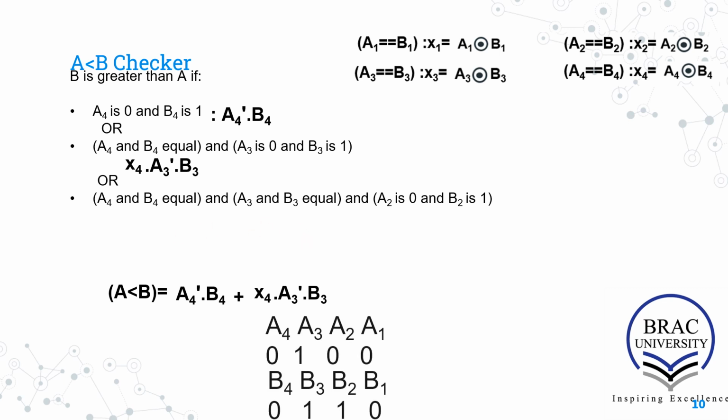Now let's look at the third case where A is less than B. So if A4 and B4 are equal and A3 and B3 are equal and A2 is 0 and B2 is 1, then we know that A is less than B. So translating this, A4 and B4 equal means X4 and X3, because A3 and B3 are equal, and A2 is 0 and B2 is 1. So A2 will be written with a bar, A2 bar, and B2 as it is, as B2 is 1. So this is the third term of our equation.